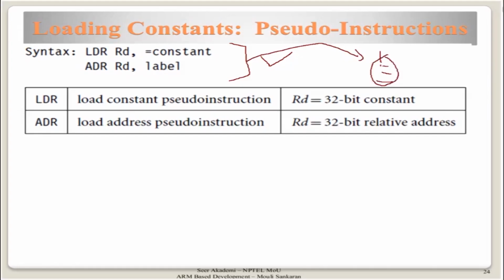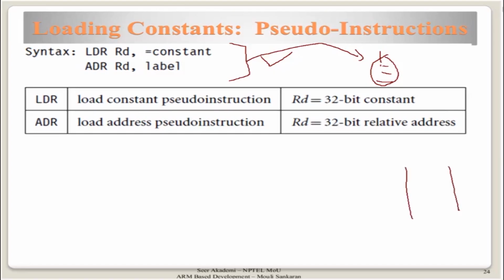So let us see. LDR is to load a particular 32-bit constant, and load address means you are interested in loading a particular label. The label could be a part of an instruction where you are interested in loading the address, suppose there is a code.